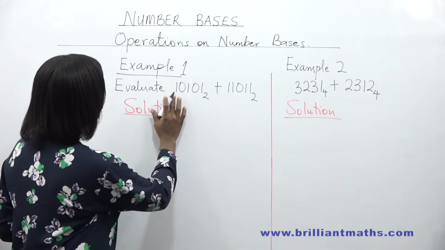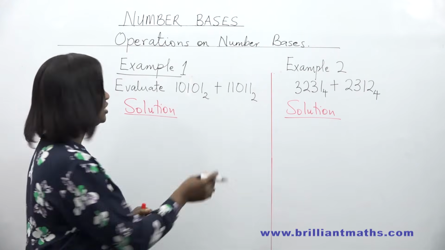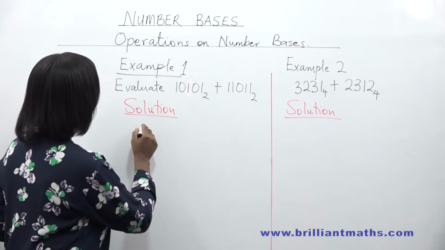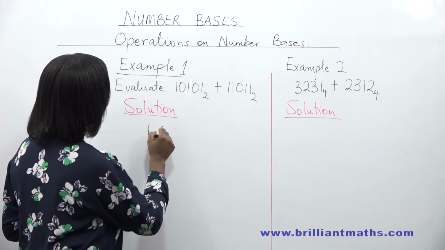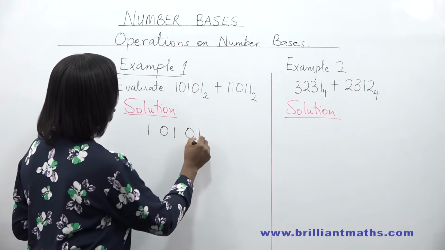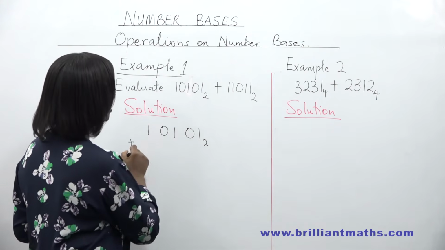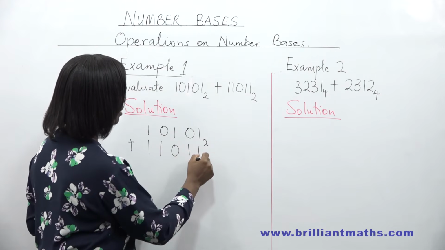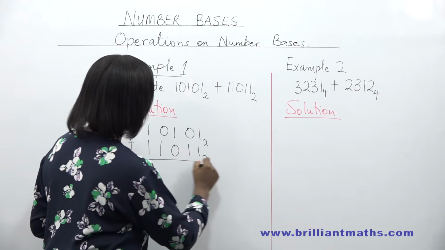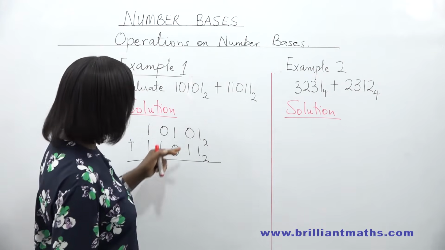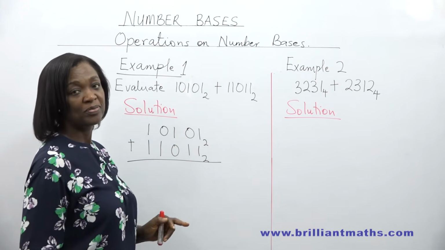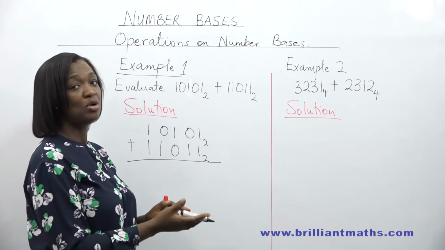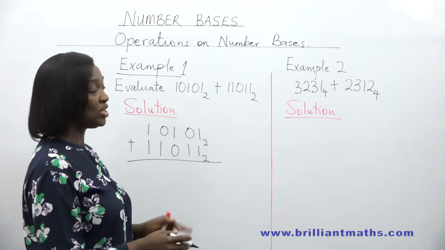We have 5 digits and 5 digits. I need to be able to align them properly. So 1, 0, 1, 0, 1, base 2, plus 1, 1, 0, 1, 1, base 2. So let's add and see what we'll get. 1 plus 1 is 2. Since the base is 2, we can't have 2, so we divide 2 by 2. So 2 divided by 2 is 1.